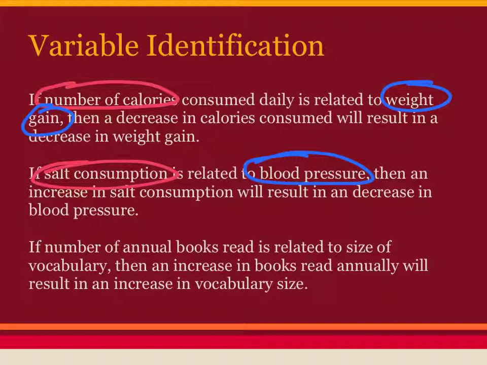So if the number of annual books read, if I draw that in red, I'm saying it's the independent variable. Let's evaluate. Can I change the number of books I read? Yes, absolutely I can. I can read a lot of books, or no books, or anywhere in between. And depending on how many books I read, my vocabulary size will increase or decrease.